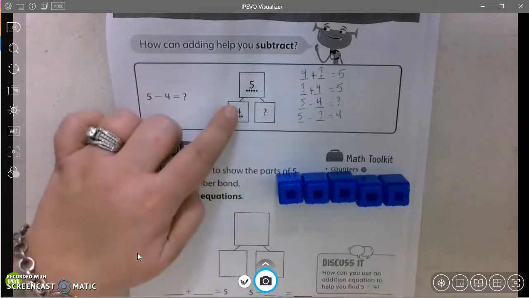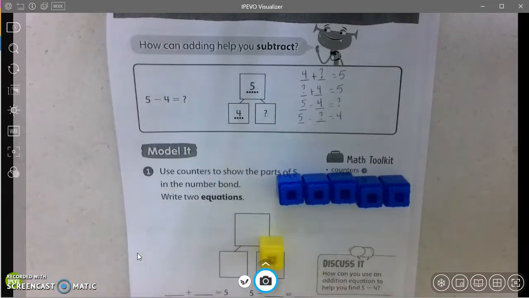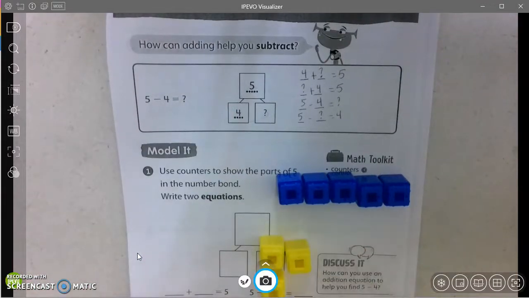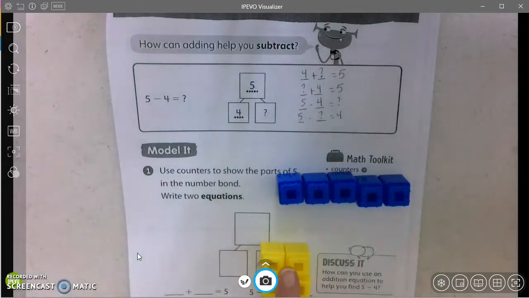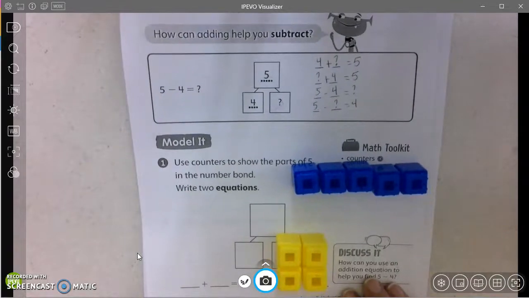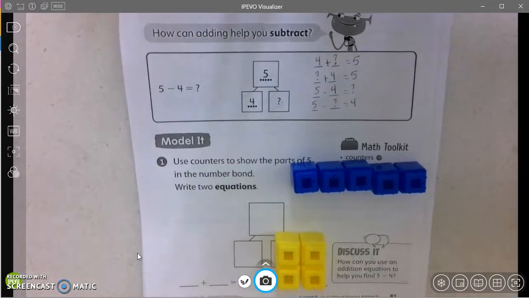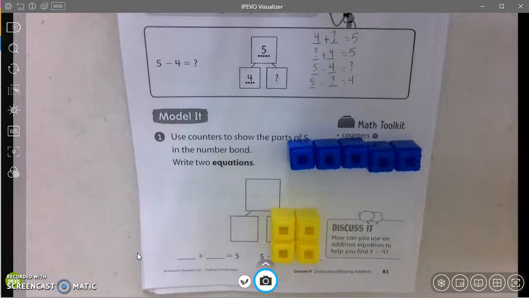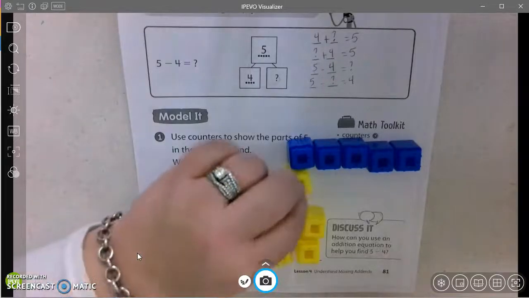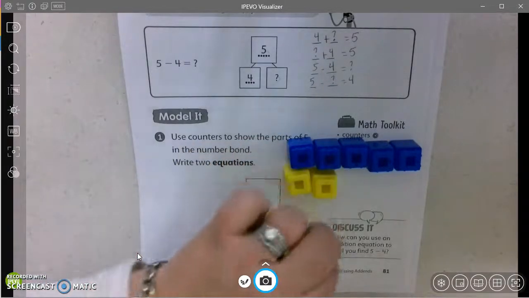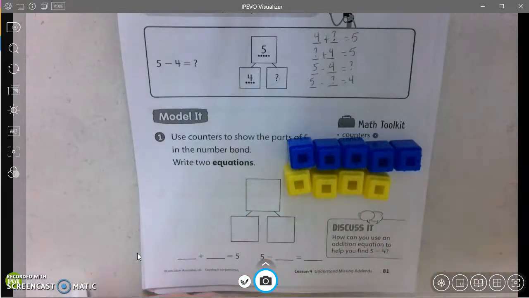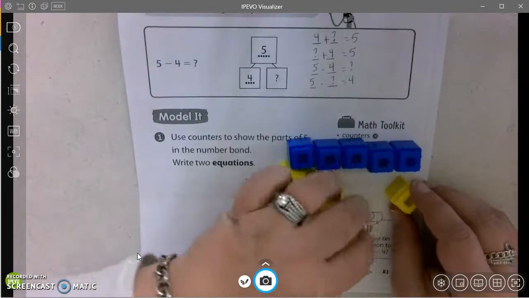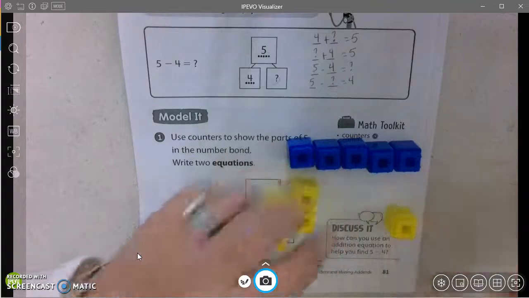We can just work on this one if you wanted. 1, 2, 3, 4. So say 4 is one of our parts. If I have 4 and I need it to equal 5, oops, you might not be able to see that because of the bottom. If I have 4 but I need it to equal 5, what's my other part? Let's match these guys up. 1, 2, 3, 4. What's my other part? My other part is 1, right?